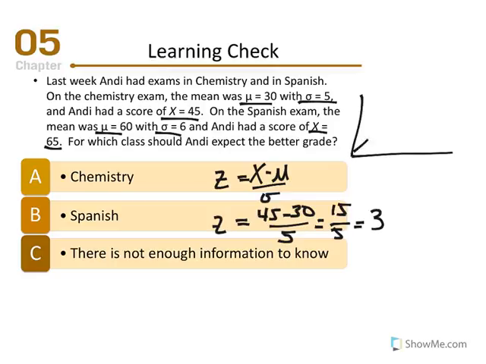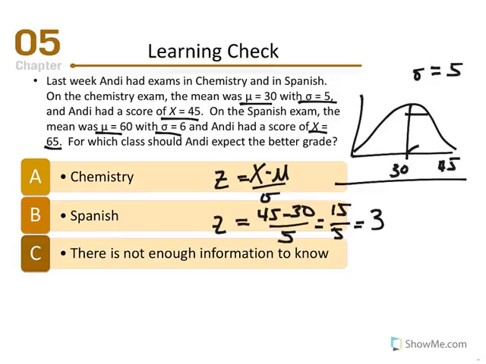If we plot this out, we can have the mean of the exam equal to 30, standard deviation equal to 5. And his score of 45 is 1, 2, 3 standard deviation units from the mean, positive 3 standard deviation units above the mean, which is significant in showing that he did much better than the norm. He did much better than his peers in that particular class.